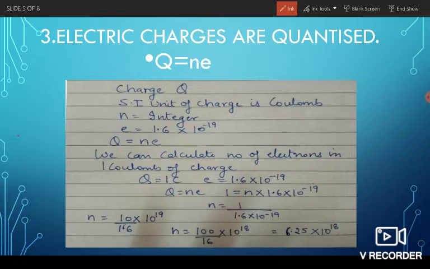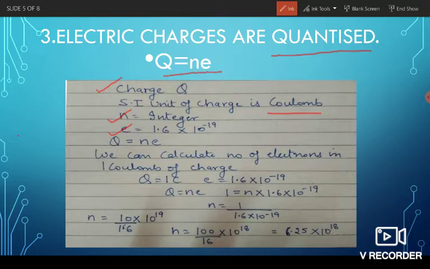The symbol of charge is Q. The SI unit of charge is coulomb. N is an integer, and e is the charge on one electron. Q is equal to Ne, that is, charges are in multiples of the electron charge. So we say that electric charges are quantized because they are in multiples of the charge of an electron.